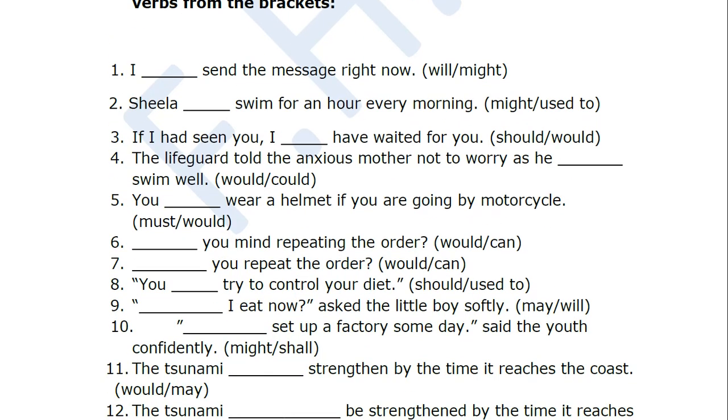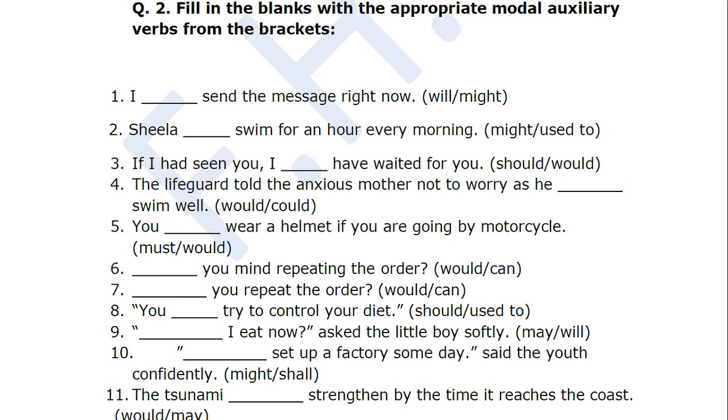Let's go to the second one. Fill in the blanks with the appropriate modal auxiliary verbs from the brackets. So they've given you a choice. You have to choose the proper answer. Now, when you are doing this, read the sentence properly because the meaning of the sentence changes drastically. If you do not read it properly and choose the wrong one, you all will get your answers wrong. Plus, your teacher also may get a firing.